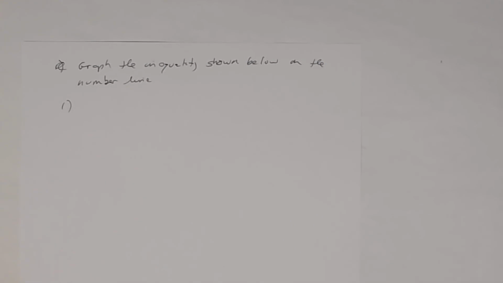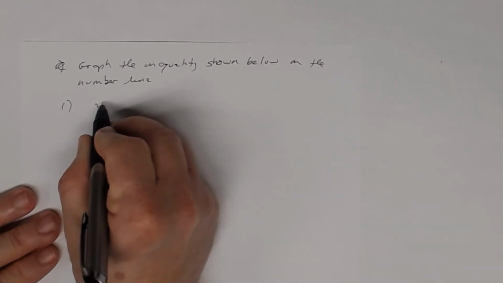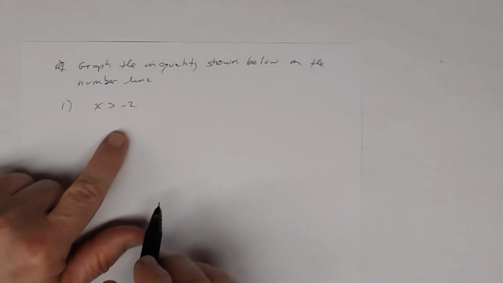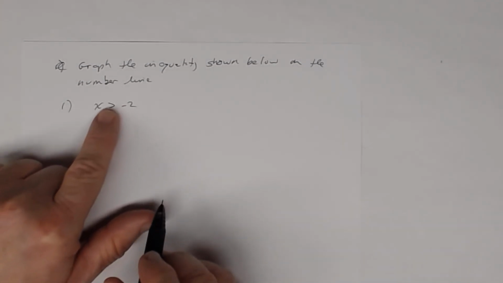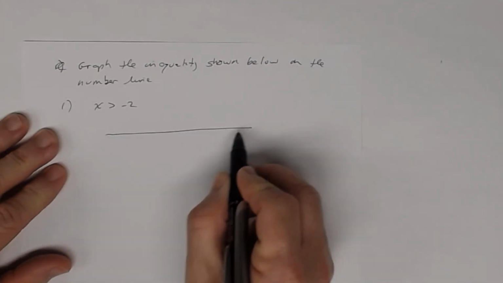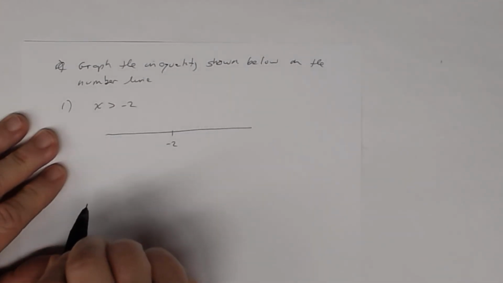Okay, so in this lesson, you're going to graph the inequality shown below on the number line. For example, let's say we had x is greater than -2. You want to shade in on the number line every number that's greater than -2. So you have this number line, and let's say this is -2 right here.